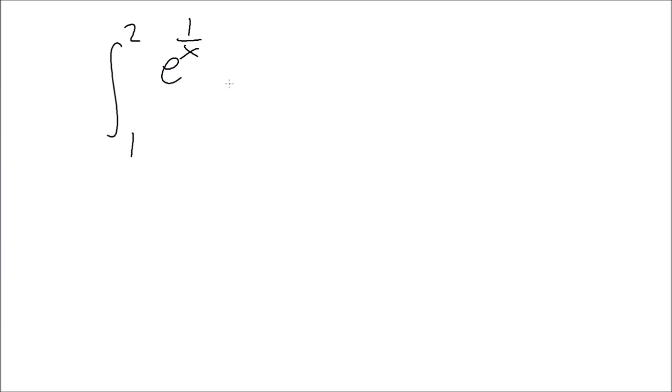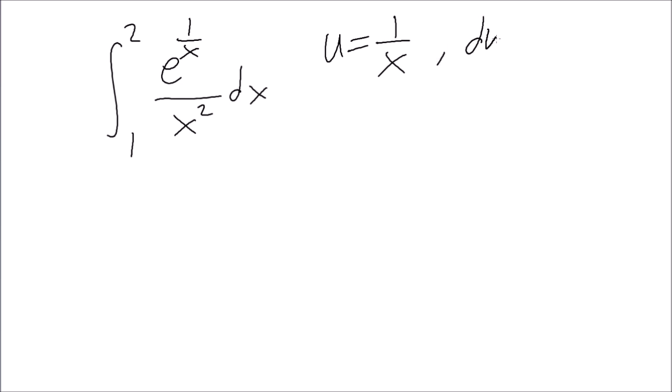E to the power of 1 over x, over x squared, dx. Alright, what now? Again, this is one of the derivatives that we have to memorize by heart. Let u equal 1 over x. Then our du is equal to negative 1 over x squared dx. And we do have a 1 over x squared here, right?